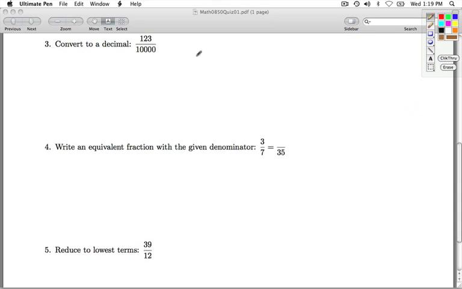Number 3, we're asked to convert this fraction to a decimal. The denominator is a power of 10. This is 10 to the 4th power. We have 1, 2, 3, 4 zeros.